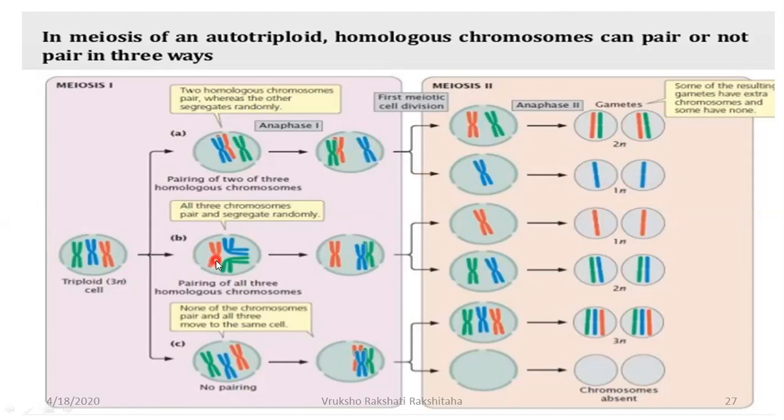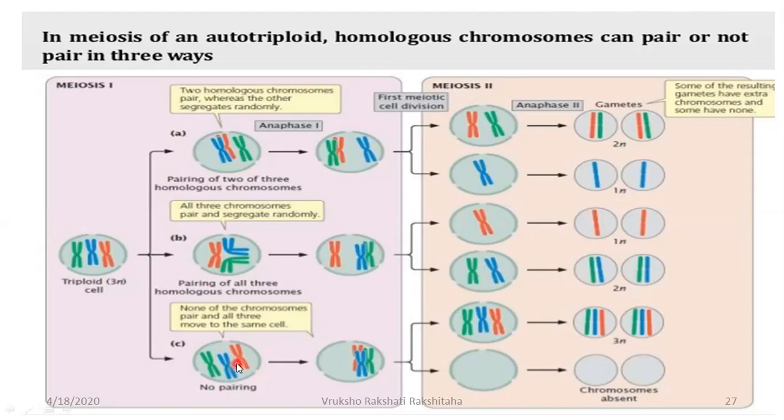Now let us look into the second possible phenomenon. All three chromosomes may be involved in the pairing. Here also the segregation of these three chromosomes takes place at random. Out of these three, two may move to one daughter cell and one may move to the other daughter cell. When this cell enters meiosis 2, that is anaphase 2, it will form the normal haploid gametes, whereas the other cell when it moves to anaphase 2 will give rise to unreduced gametes.